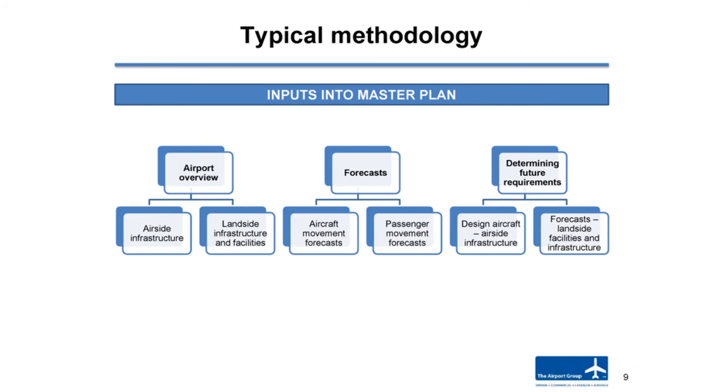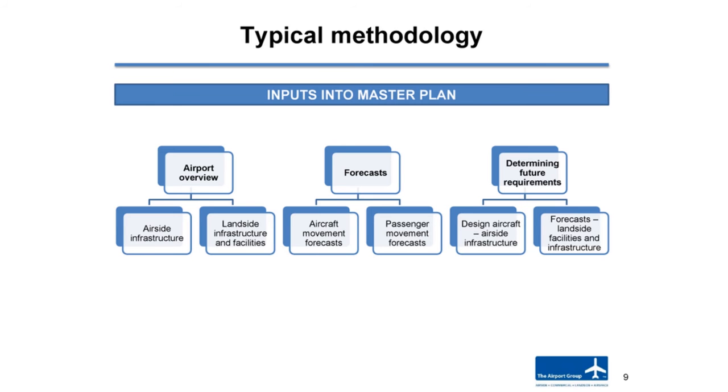Some further inputs that we have in our master plans that we develop is the airport overviews. So this is where we would describe the airport in the existing state and the most important pieces of infrastructure and facilities. So airside infrastructure would be things such as the runway, taxiways and aprons, as well as nav aids and so on. And the landside infrastructure and facilities are essentially the rest of the airport. So terminals, airport offices, car rental areas, car parks and so on.